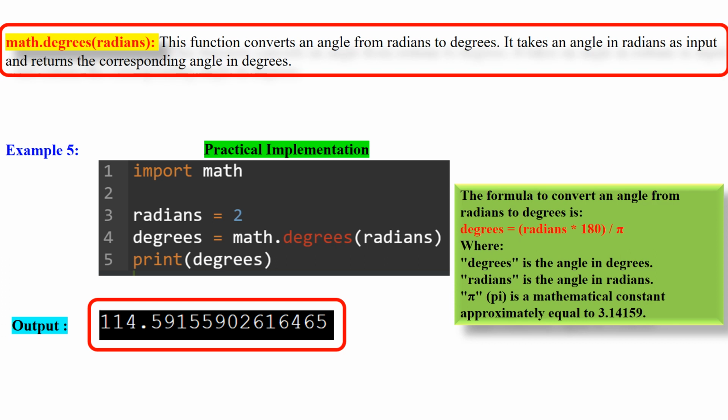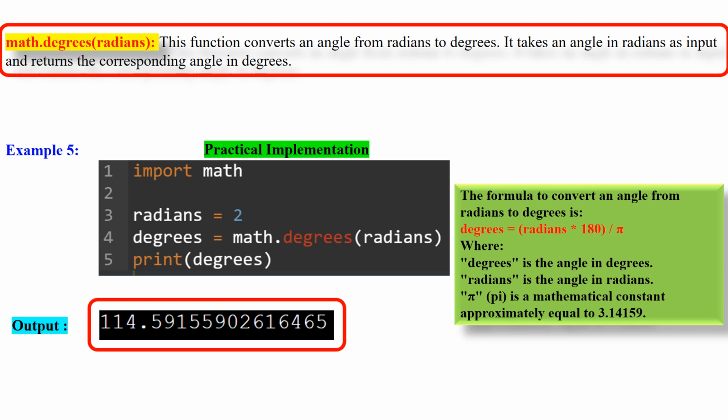Line 1, import math. This line imports the math module, making all the functions and constants from the math module accessible in your script. In line 3, radians equals 2. This line creates a variable radians and assigns it the value of 2. The value 2 represents an angle given in radians, which you want to convert to degrees. In line 4, degrees equals math.degrees of radians.